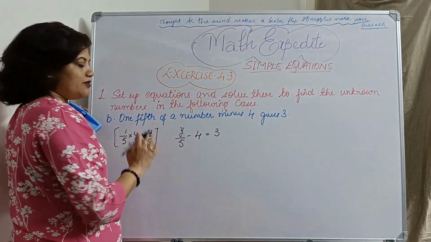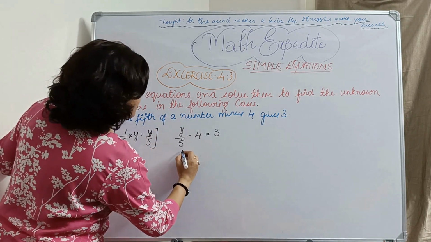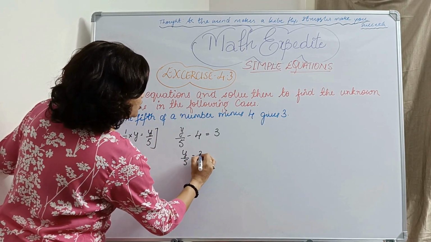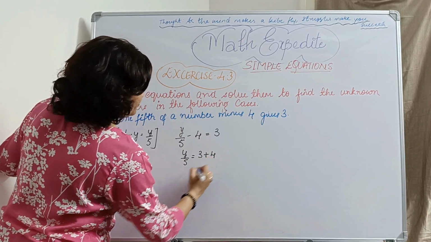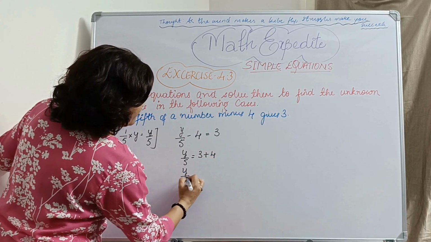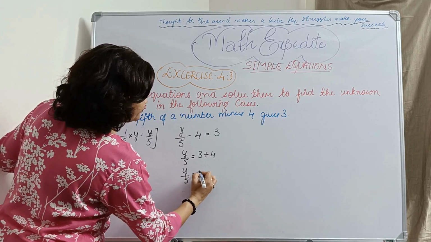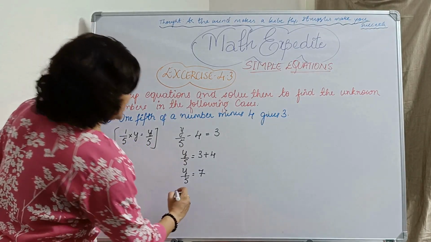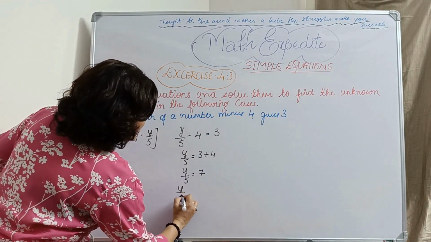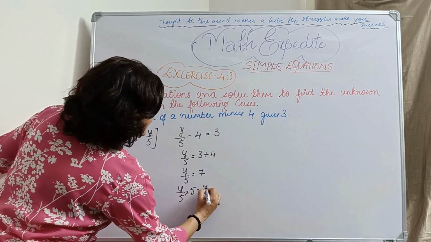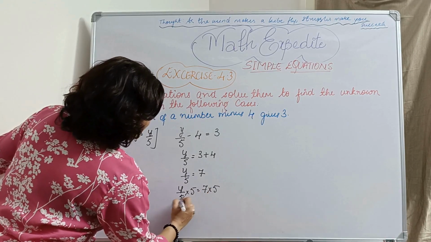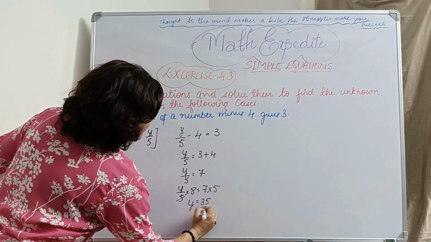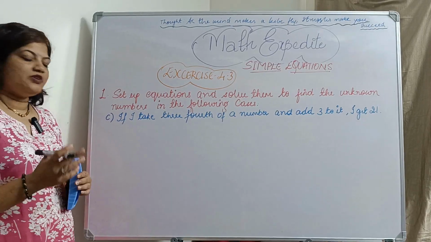Now let us solve it. First let us transpose minus 4. y by 5 is equal to 3 plus 4. y by 5 is equal to 7. Now we're going to multiply by 5 on both the sides. y by 5 into 5 equals 7 into 5. 5 gets cancelled. y is equal to 35.